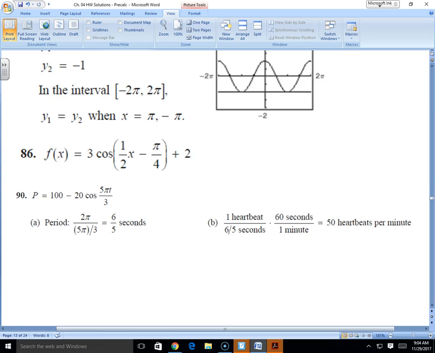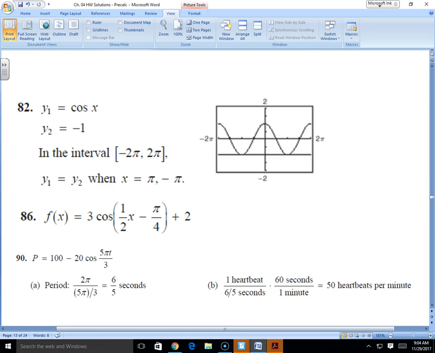82 is another calculator one. But did anybody get confused by what they asked you to do on 82, even though it was calculated? Oh, was 82 not in your assignment? Did anybody write down 82? You have it? Yeah. 82 is down there. Where are they telling you to put these guys? In your grapher, right? Graph y1, graph y2.